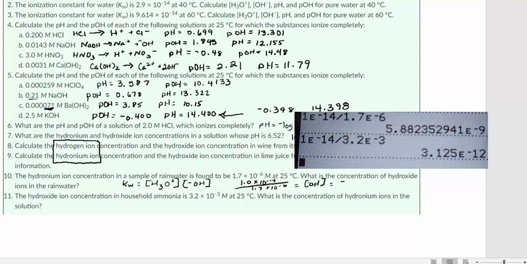Number 11, similar situation. This time I have hydroxide, and I want to find my hydronium. So here I'm going to take my Kw, and I'm going to divide it by what I'm given, my 3.2 times 10 to the negative 3, and I will be left with the concentration of my hydronium ions. So when I put this in the calculator, I get a hydronium ion concentration of 3.1 times 10 to the negative 12, capital M molar.